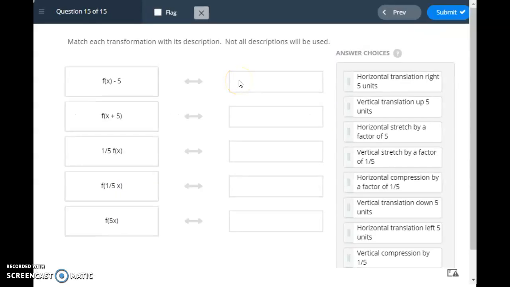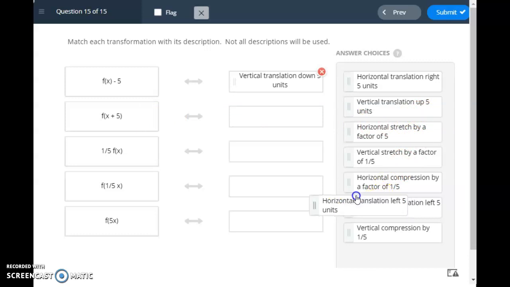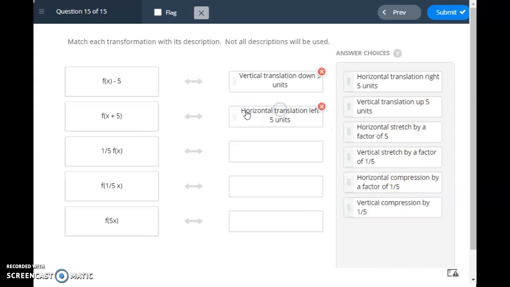We have to match each transformation with its description. The first one, f of x minus 5, we have to make sure that we move the function down 5. Whenever it's on the outside, it goes vertical, so it's a vertical translation down 5 units. The inside is always horizontal, so f of x plus 5. You also have to remember the inside does the opposite, so instead of going right, which is what you would expect, it goes to the left. So it's a horizontal translation left, 5 units.